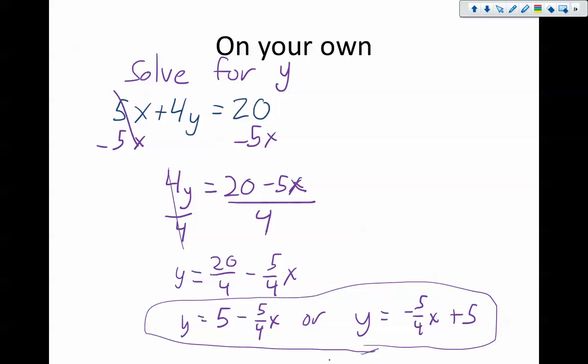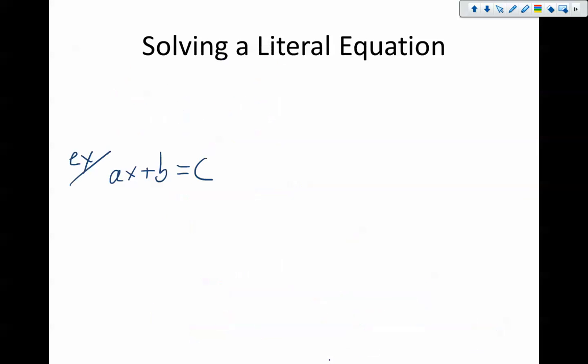Otherwise, let's go ahead and move on to the next type of problem, which is a literal equation. So notice there are no numbers here, right? It's ax plus b equals c. There's no numbers. I want to reassure you that we're going to go with the same rules, okay? We're doing opposite operations to isolate a variable. It's going to look weird because it's all variables now, but it's exactly the same as what we've been doing.